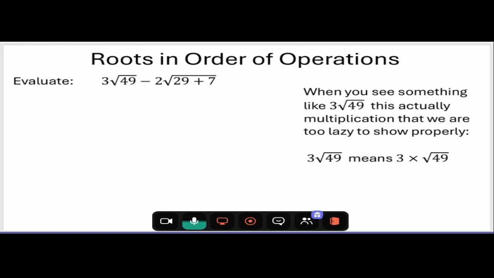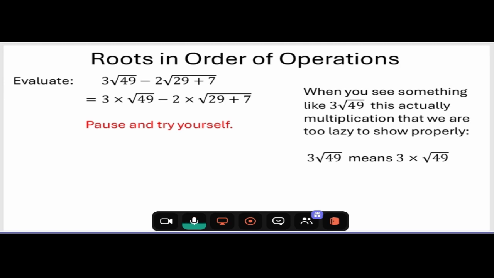So what 3 root 49 actually means, you want to always remember, is 3 times root 49. Now, I wouldn't bother writing it out every time, but maybe at the beginning you might until you get used to it. So what this actually says is 3 times the square root of 49 minus 2 times the square root of 29 plus 7. All right, let's think through our order of operations. Are there any brackets? Yes, there are, because the square root acts like a bracket. So we need to work out that 29 plus 7 first, and I'm going to let you take a minute and give that a try, see how you go at it.